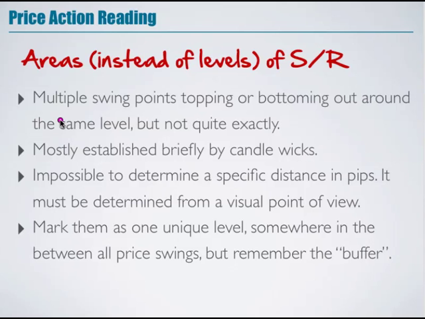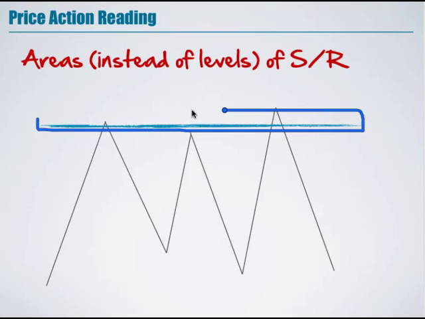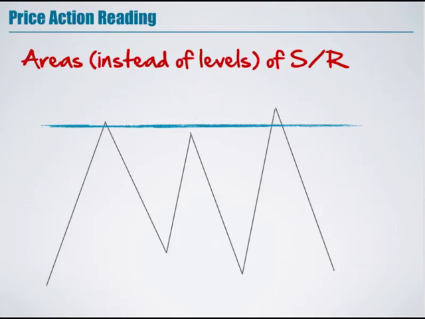All right, areas are basically multiple swing points topping or bottoming out around the same level, but not quite exactly right to the pip, to the same price point. So if we have a price formation like that where price finds a resistance or support, okay, the opposite holds true as well, around the same area, but those levels don't quite line up to the very same price point, that's okay. As I always say, the markets are not perfect, all right, but at any rate we can certainly define this entire area as an area of resistance instead of a level.